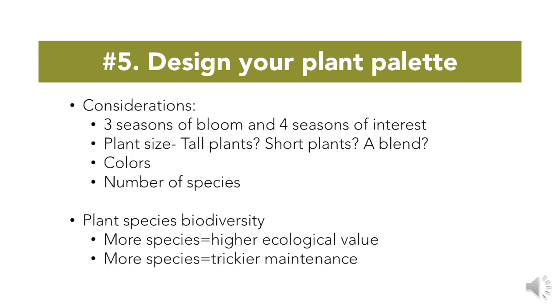So this is where we're actually going to choose the species of plant that we want to include in our butterfly garden. We need to make some considerations. Of course, we want to include 3 seasons of bloom and 4 seasons of interest. So we need to make sure that we're including some plants that bloom in the spring, some that bloom in the summer, and some that bloom in the fall. And then we also want to include some stuff that looks cool in the winter and that can serve well as habitat for wildlife.